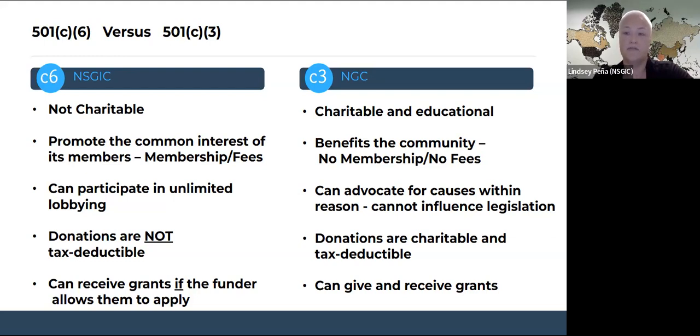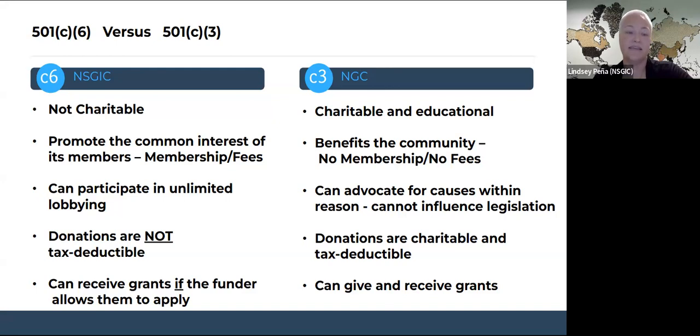Donations received from individuals or other entities are not considered tax deductible. And so what that means is that if someone came with $1 million to NSGIC, NSGIC would say, yes, I will take this, thank you very much. But that is all we can do. We cannot provide a tax receipt for that individual to take a tax deduction.